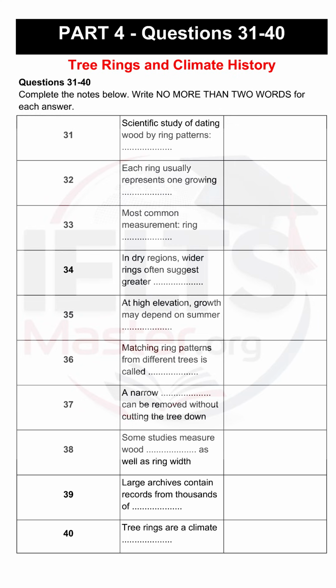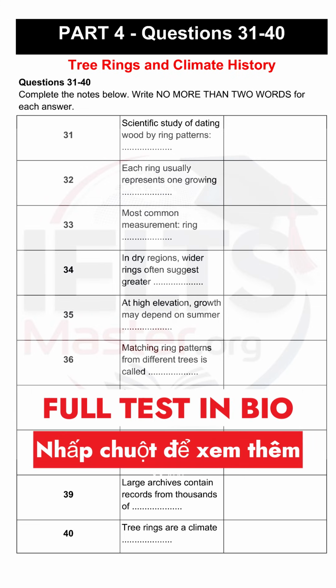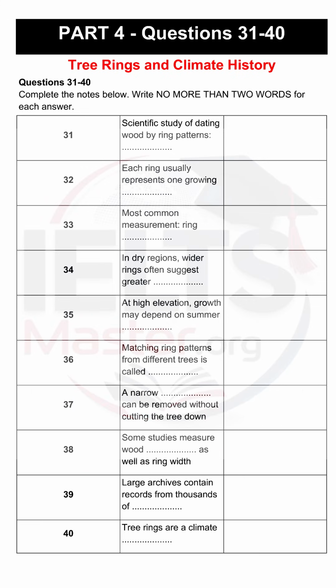The feature most often measured is ring width. A wider ring normally indicates that the tree grew more during that year, while a narrower ring suggests more restricted growth. The cause of that growth pattern depends on the environment. In dry regions, for example, wider rings often suggest greater rainfall during the growing season. The tree is not recording rainfall directly, of course. It is recording a growth response to favorable conditions.